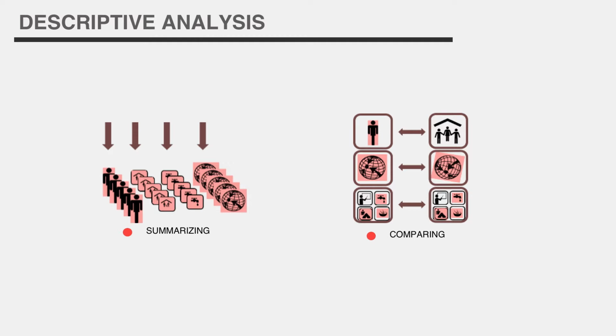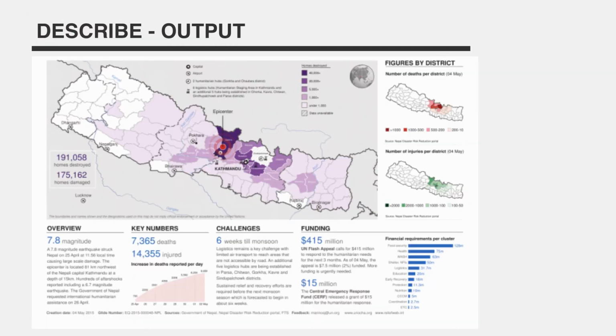Another comparison can be how geographical areas have been affected. What areas have suffered most damage to houses following an earthquake, or how many are in need of humanitarian assistance in one area versus another. These summarizations and comparisons are often visualized as infographics or put on a map, making it easy for our audience to get an overview. Describe, output.